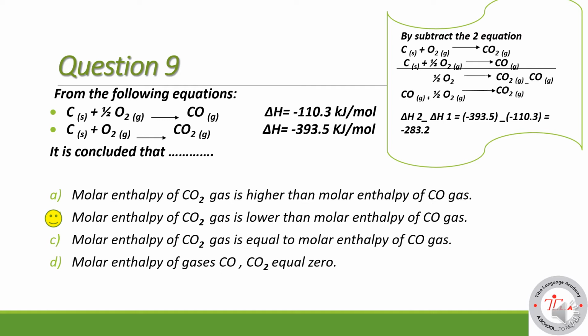And by taking delta H2 minus delta H1, we get negative 283.2. That means delta H2 is larger in magnitude than delta H1, so the result will be negative. The reactant here is CO and the product is CO2. So we can say that the molar enthalpy of formation of CO2 is lower than the molar enthalpy of formation of CO gas.